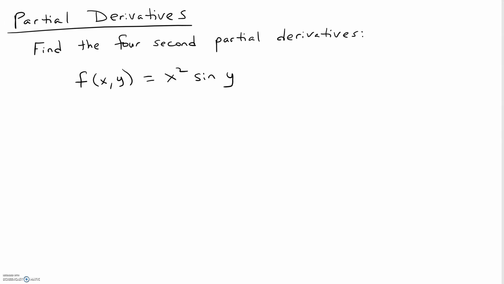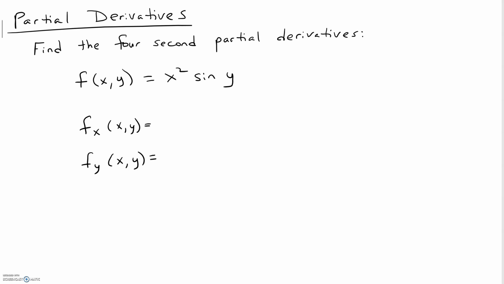Continue to work with functions in several variables, and in today's video we'll look at some partial derivatives. And we're going to find the 4 second partial derivatives for our function x squared times sine of y. Well, but before we can find the second partial derivatives, we need to find the first partial derivatives. So we'll need to find the first partial with respect to x, and we'll follow that up with the first partial derivative with respect to y.